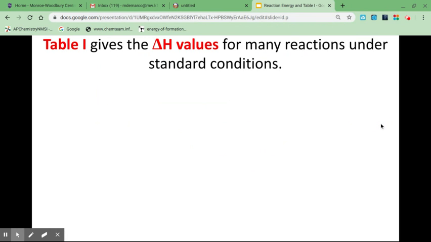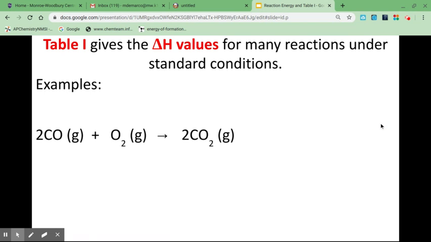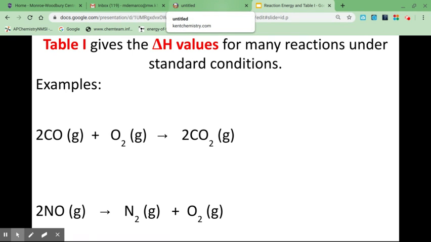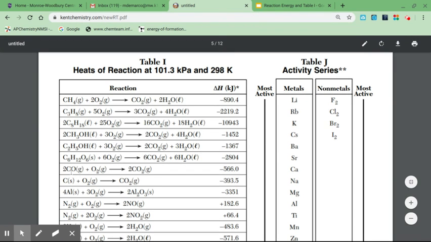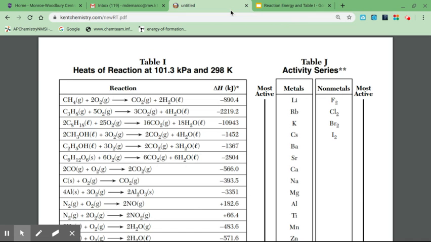Now, when we go to table I and look at the delta H values under standard conditions, we have two examples. Okay, so let's focus our attention on this first example. So I need to find this reaction on table I. So let's go to table I, 2CO gas plus O2 gas. Notice right here, 2CO gas plus O2 gas gives me 2CO2 gas. Notice it's written exactly the same.